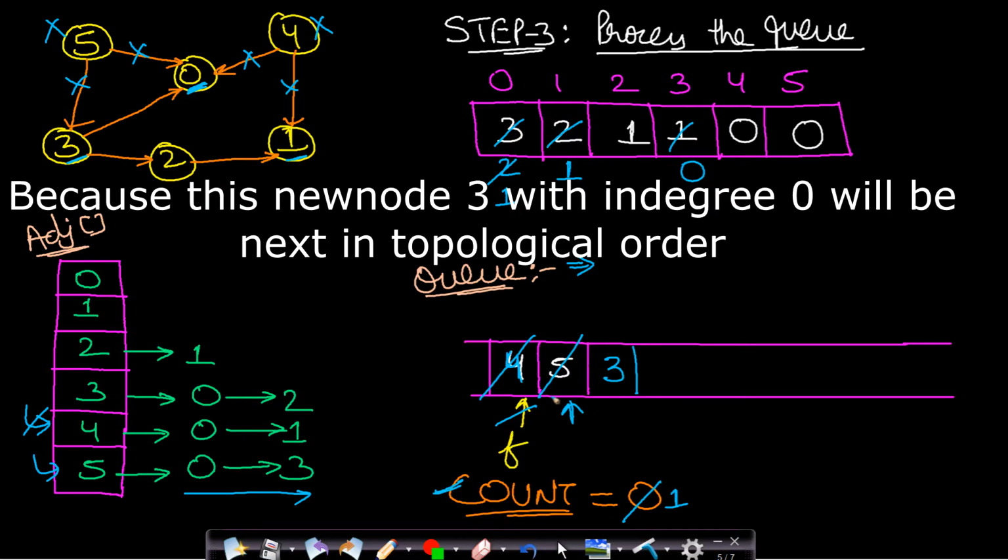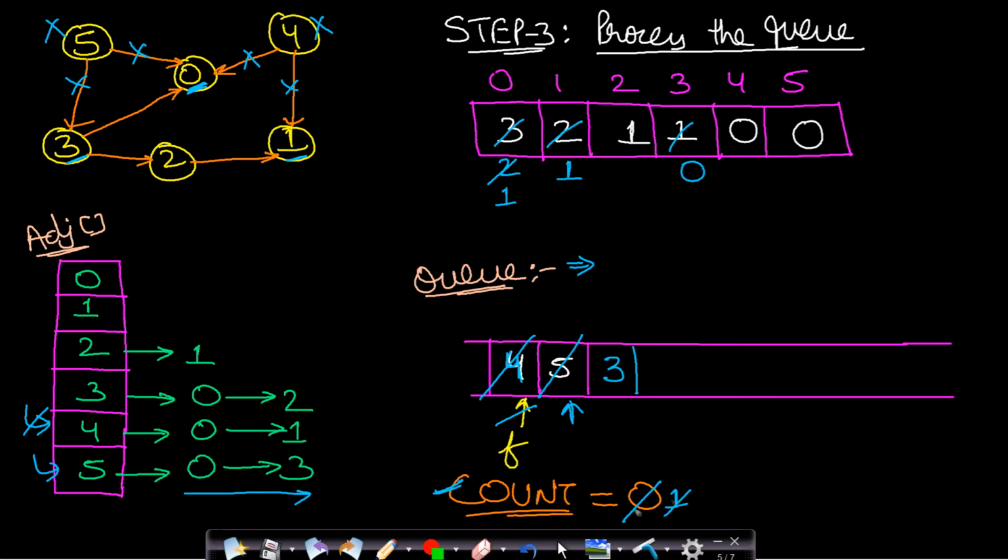So we will pop this element, and we will also increment the counter by 1 since 2 nodes have now been processed. By the way, as soon as we pop a node, we will also keep it in our answer vector, which will be nothing but our topological sort. So when we pop 4, we insert 4 into our answer vector. When we pop 5, we insert 5 into our answer vector.